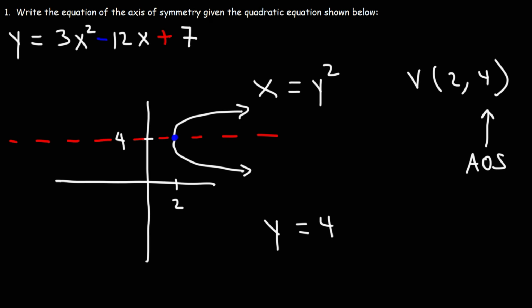So when dealing with parabolas that open upward and downward, the axis of symmetry is going to be x equals the x coordinate of the vertex. If you're dealing with parabolas that open left and right, the axis of symmetry will be the y coordinate of the vertex. So it's going to be y equals whatever number you see here.